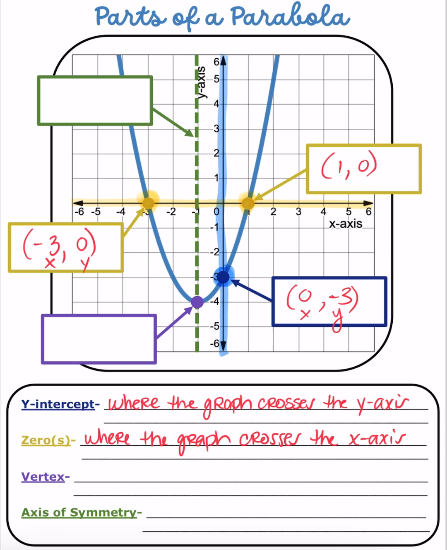Now moving on to the vertex. The vertex is defined as the highest or lowest point on a parabola. If we're dealing with the highest point, we call that a maximum. I would draw that looking like a mountain with a little point on top. If we're dealing with the lowest point, I like to call that a bowl of cereal with one last piece of cereal in the very bottom, and we call that a minimum.